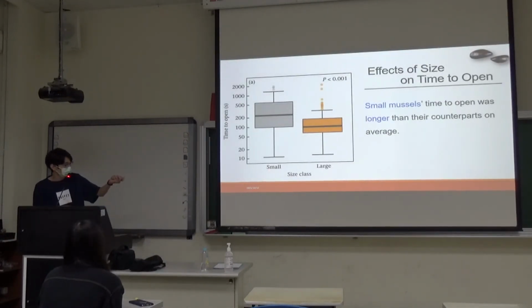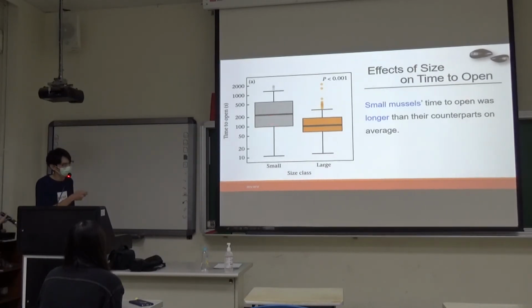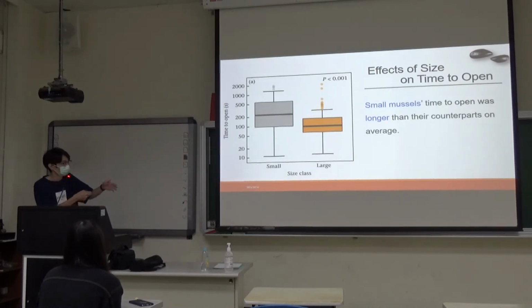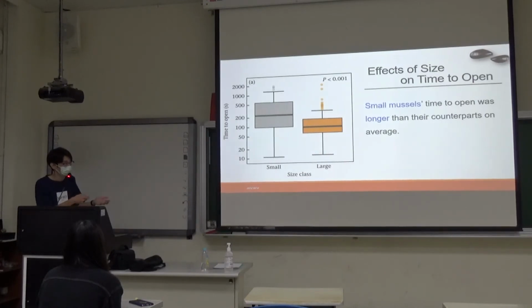You can see the size class. The gray one means small, and the orange one means large. So why do we have this result? We think that smaller mussels have more chance to be eaten by the predator, so they want to close for a longer time to prevent being eaten by the predator. Large ones have less chance, so this result occurs.